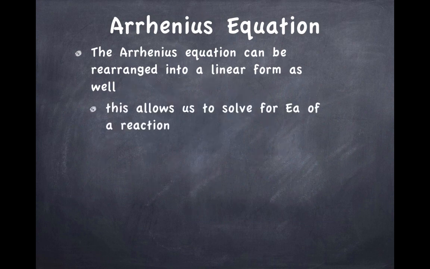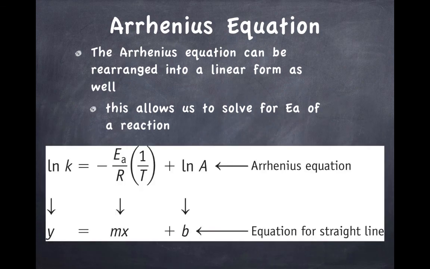So how do we arrange all of this into the Arrhenius equation? Well, the Arrhenius equation has a couple of different forms, and we're going to look at both of those. Mainly what we want to do with the Arrhenius equation is rearrange it into a linear form, because linear forms tend to be a little bit easier to work with, and it will also allow us to solve for the activation energy of a reaction. So here we have the Arrhenius equation arranged into a linear form. It's had a little bit of math done to it.